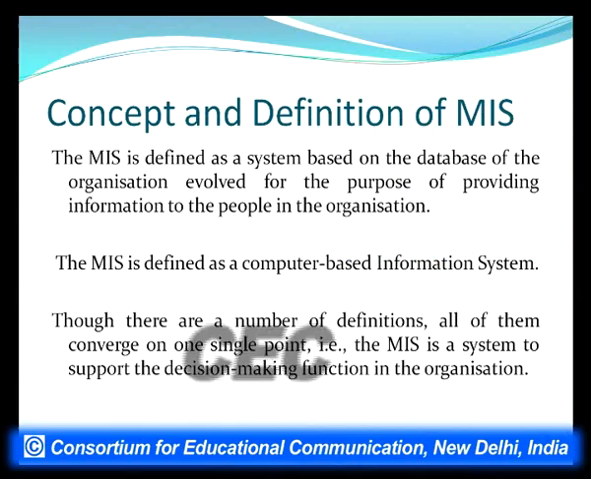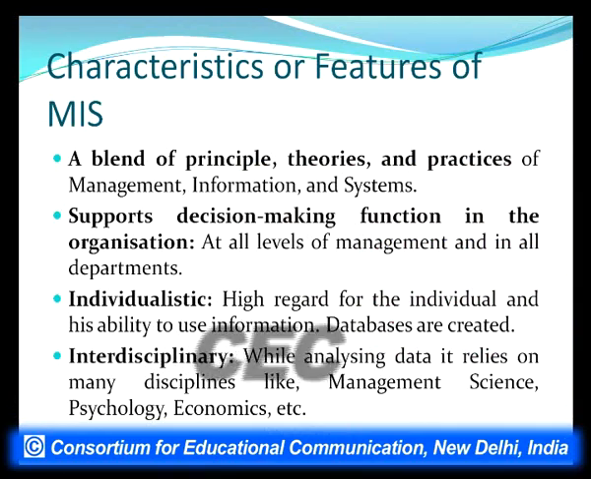So, we found that one thing common in all these definitions is that MIS is a system to support the decision making process or function in an organization. Now, the characteristics or features of MIS. It is a blend of principles, theories, and practices of the three areas: management, information, and system. It supports the decision making function in the organization at all levels of management, whether top level, middle level, or lower or operative level, in all types of departments, whether production, marketing, human resource, or finance.